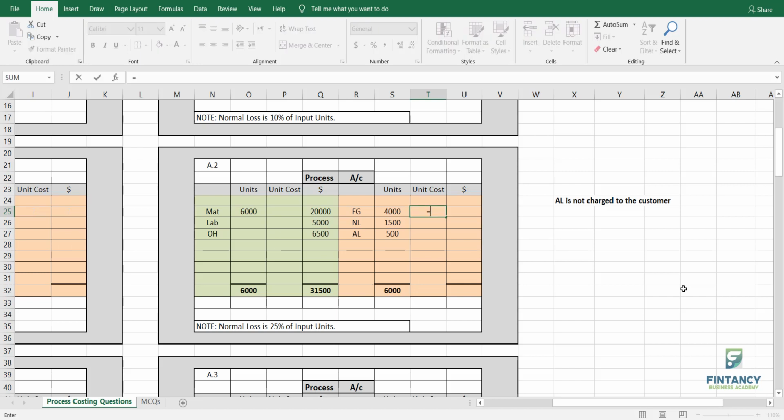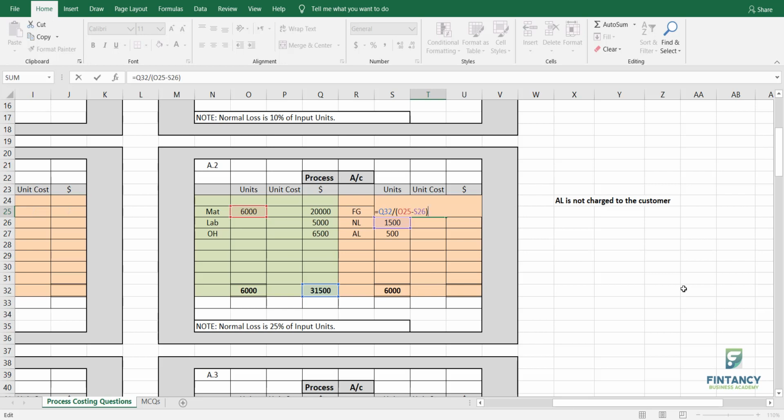So what is the formula? Remember, total cost incurred, which is how much? This much, divided by input, how much? This, minus normal loss, how much? This, right? So 7 is coming. Please, if you can, also do it at your side in your calculator. This is the way to do it. I took 31,500 in the numerator and divided by 6,000, which is my input, minus 1,500.